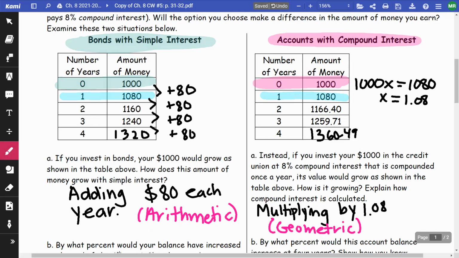Now, what we did in class today is we tried to come up with the equation for both situations. So see if you can come up with an equation for the bonds with simple interest table and a separate one for the accounts with compound interest. So if you want to pause it and come back and try it.